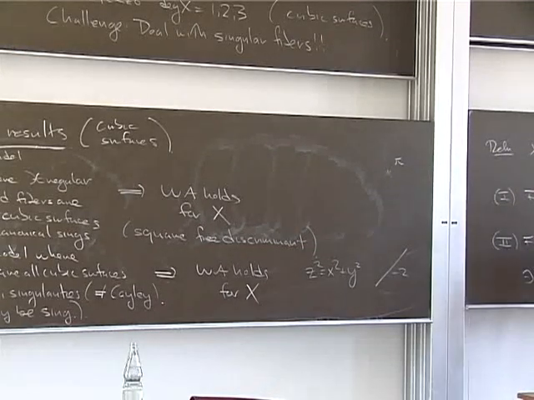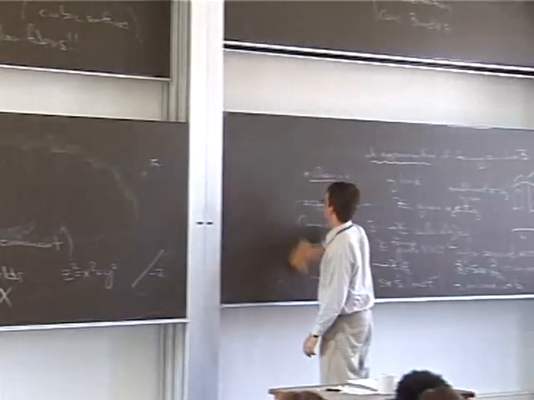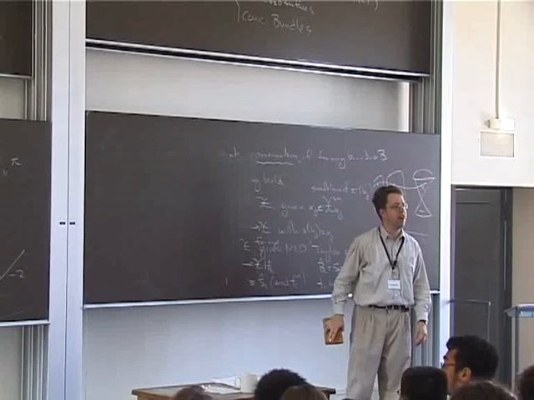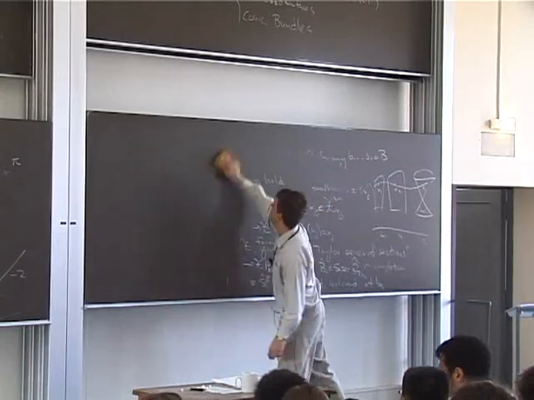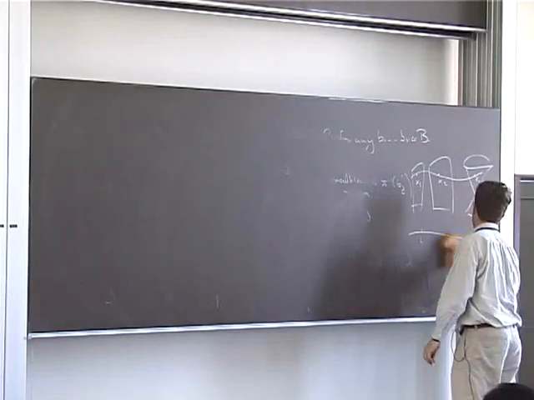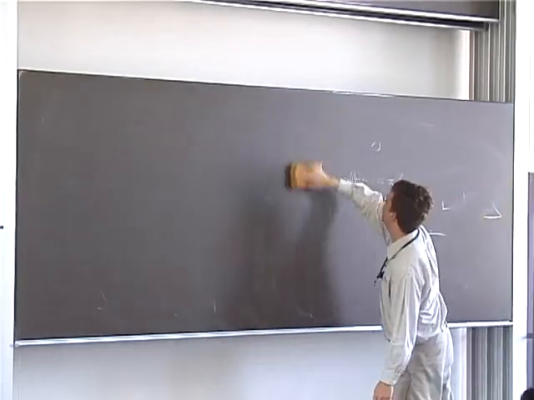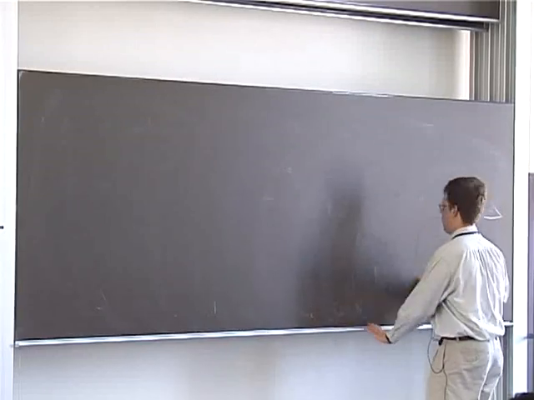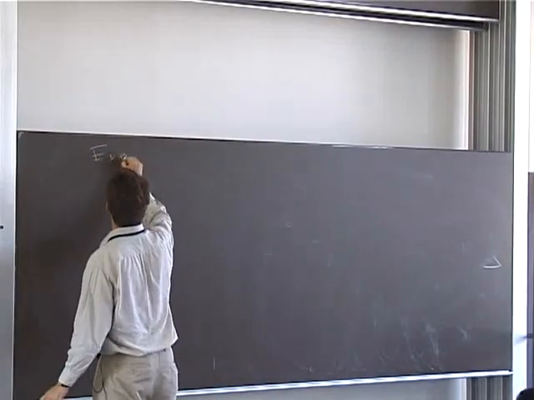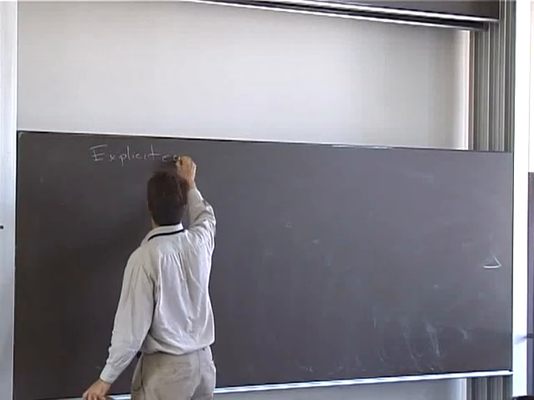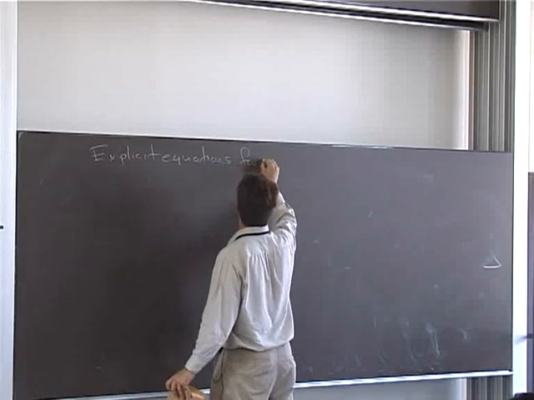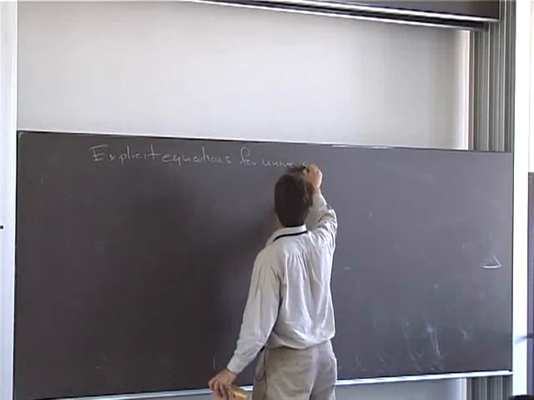So time to move on to universal torsors. I was going to talk a lot about them, but Professor Kresch used them to great effect already. So I'm only going to dwell on a very small part of the theory, which is how to actually write them down explicitly. So explicit equations for universal torsors.